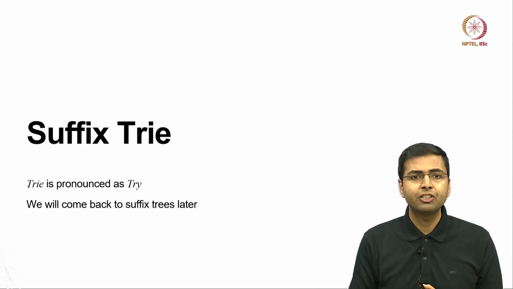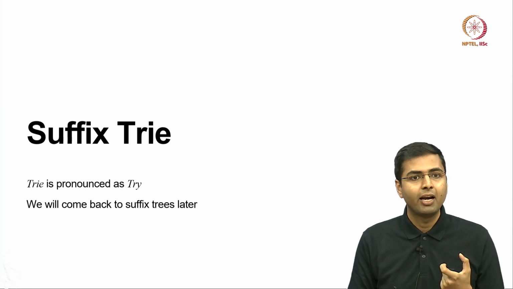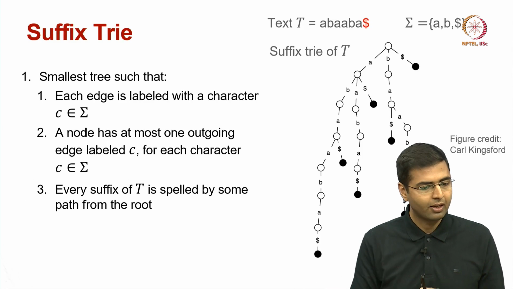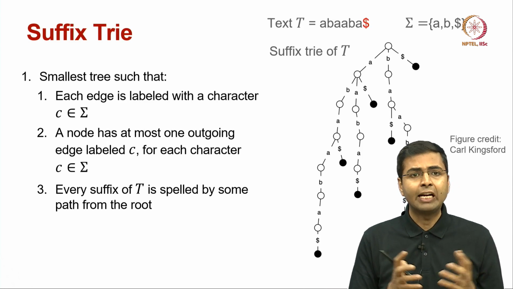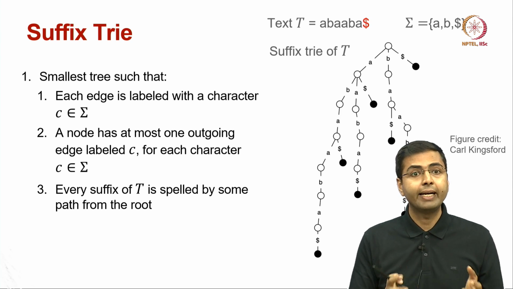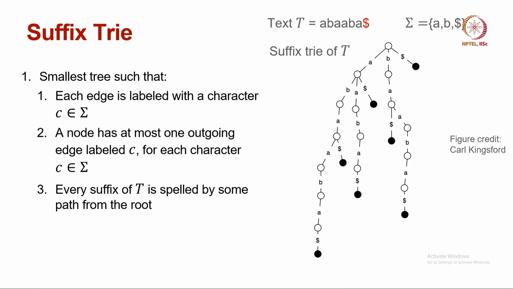Now, before we look at the suffix tree data structure, we are going to look at a simpler data structure, which is the suffix trie, and we will come back to suffix trees later. So, a suffix trie is just a natural way of indexing all the suffixes of the text T. It is just the smallest tree such that each edge of the tree is labeled with a character from the alphabet. In this example, I am using the text T as A, B, A, B, A, dollar. My alphabet is A, comma, B, comma, dollar, because this is what I am using to build the text.